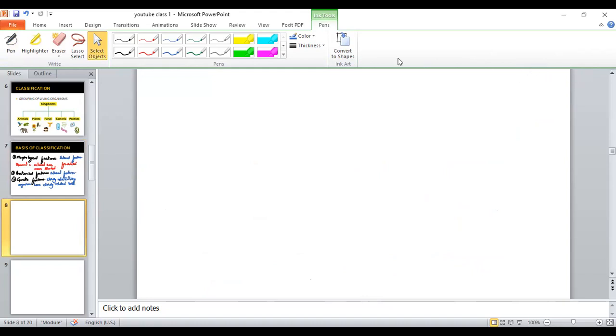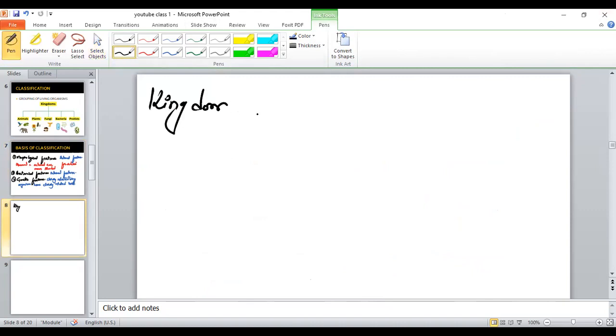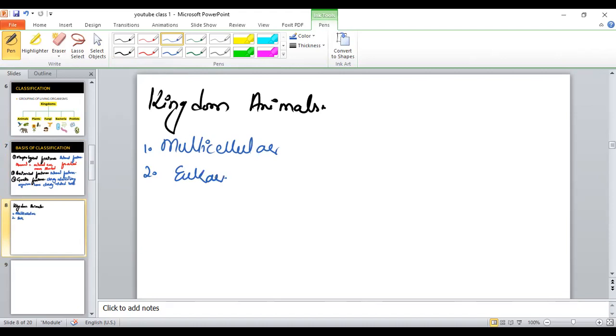Okay. So when we talk about classification, as I told you, we can classify living organisms into 5 basic kingdoms. First of all, we are talking about kingdom animals. In the kingdom animals, all the members are multicellular, like their body is made up of more than one cell. Then they are eukaryotic. Now the terminology eukaryotic means they have a true nucleus.